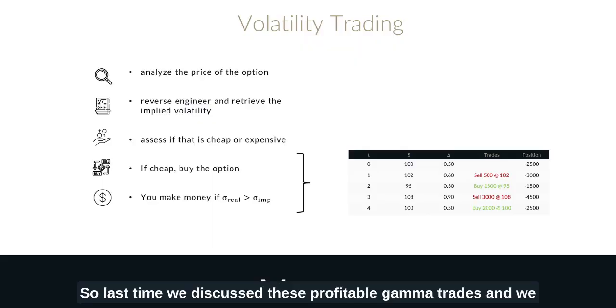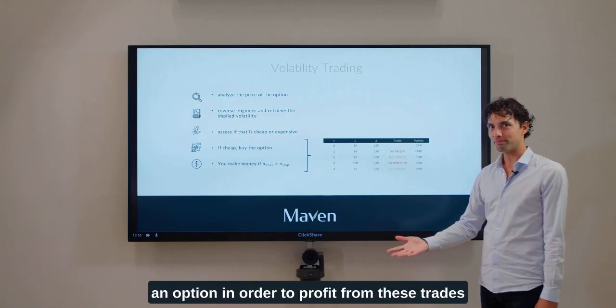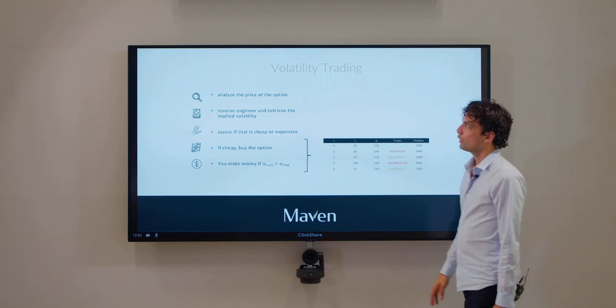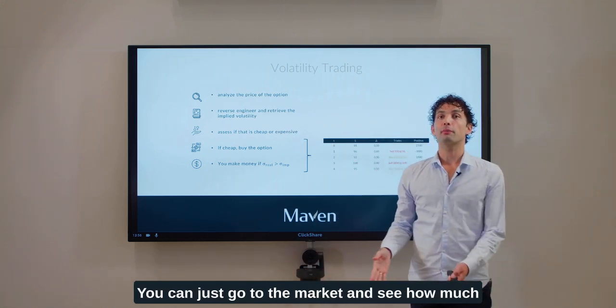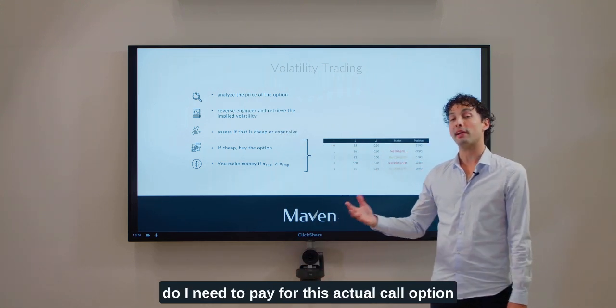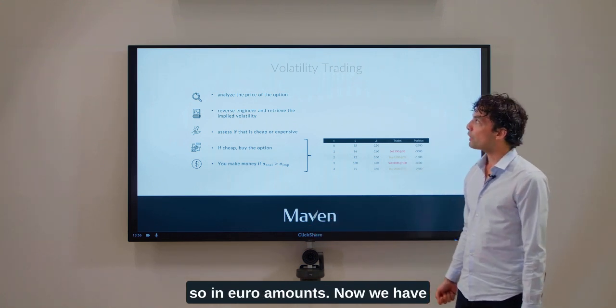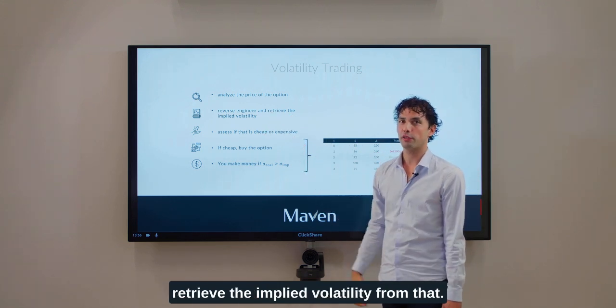So last time we discussed these profitable gamma trades and we tried to discover what is a fair price to pay for an option in order to profit from these trades. And it goes a bit like this. First, you analyze the price of the option. You can just go to the market and see how much I need to pay for this actual call option, so in euro amounts. Now we have to reverse engineer the option formula and retrieve the implied volatility from that.